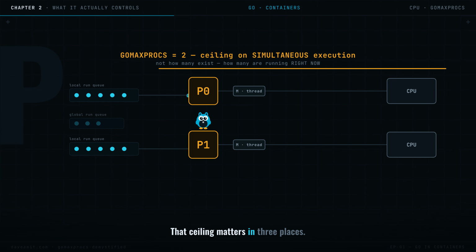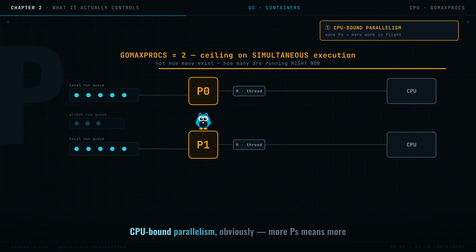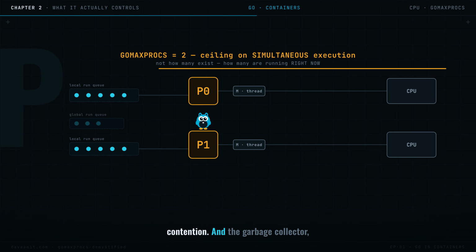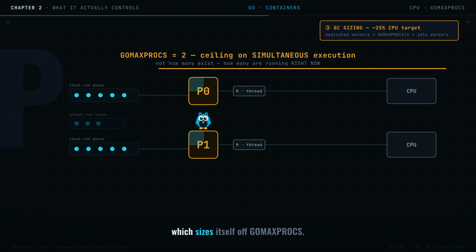That ceiling matters in 3 places. CPU bound parallelism, obviously: more Ps means more work in flight. Scheduler overhead, less obviously: every P carries its own cache, and more Ps means more coordination and lock contention. And the garbage collector, which sizes itself off GOMAXPROCS. During its concurrent phases, it targets roughly 25% of CPU utilization. That's dedicated workers, about a quarter of your Ps, plus idle workers on any free P.